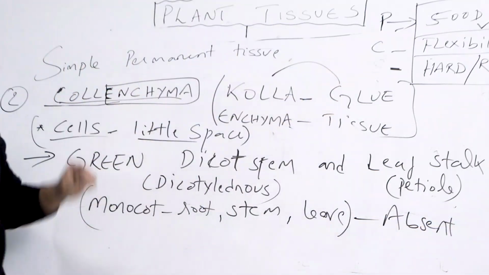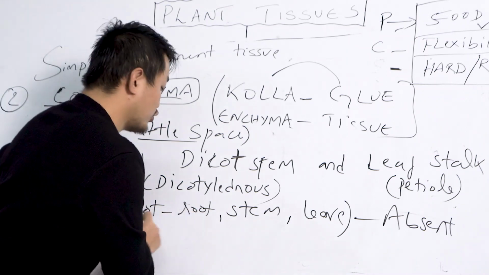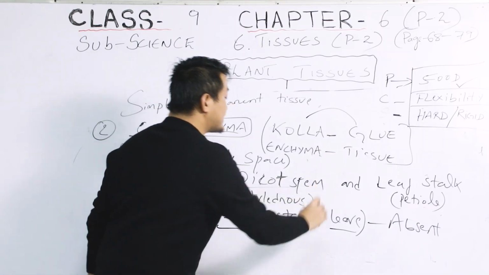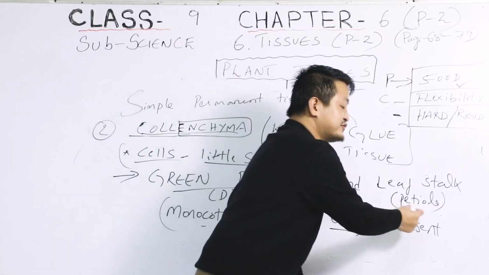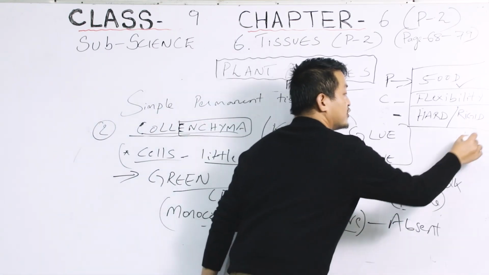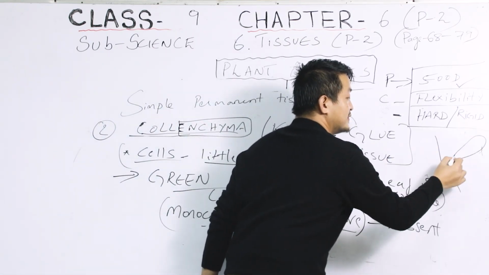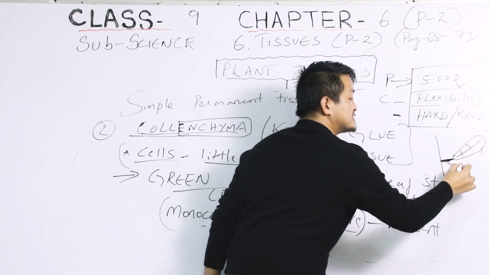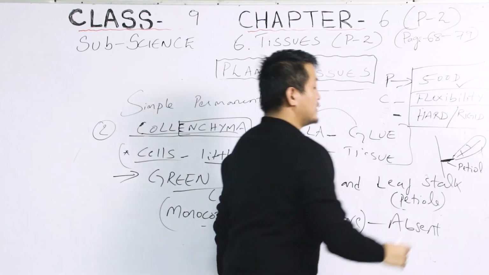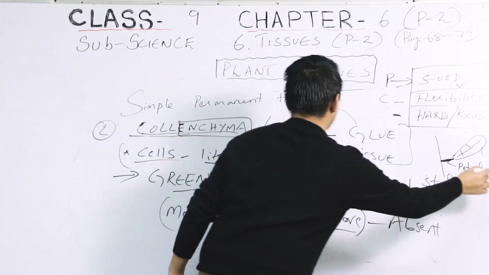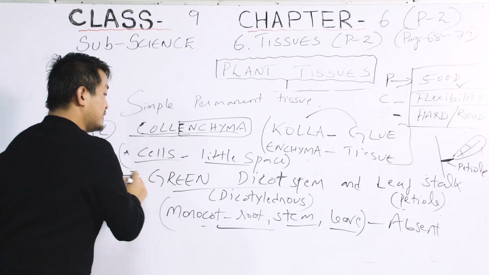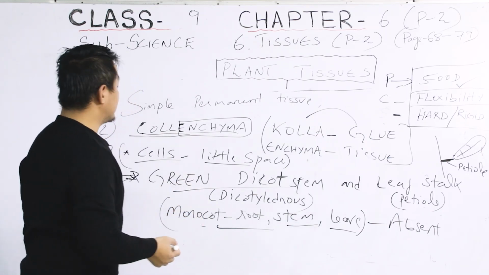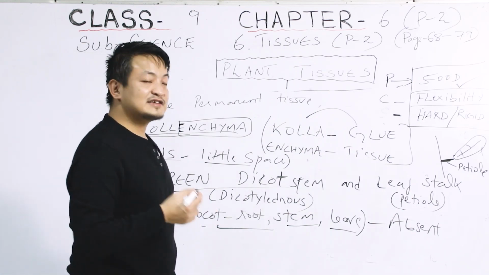So collenchyma is absent where? In monocot root, stem, and leaf. Where is it present? It is present in the green dicot stem and petiole. Petiole means the leaf stalk. This is the leaf, this is the stem. The part which attaches the leaf to the stem is known as the petiole. So you'll find this collenchyma in this green dicot stem as well as the leaf stalk. Clear?